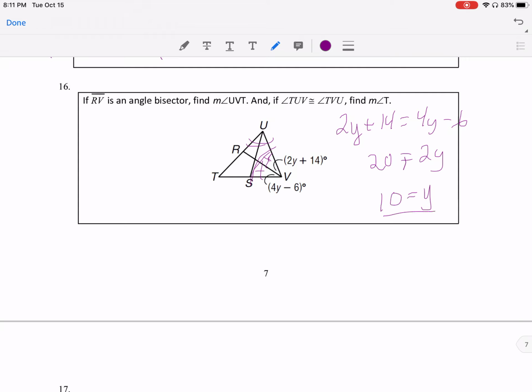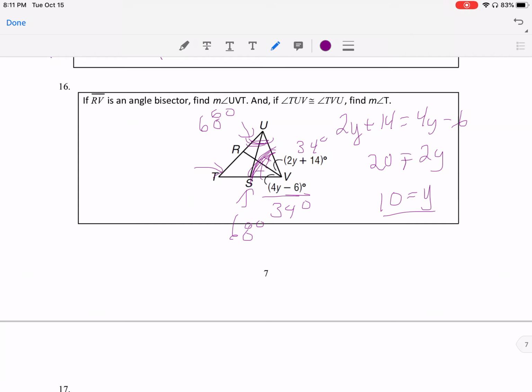Because I know y is 10, each of these angles is going to be 40. This is 40 minus 6. This is 34 degrees. This is also 34 degrees. So the whole angle right here is going to be 68 degrees. Now you're given another piece of information. You know that these two angles are congruent, so this angle right here is also 68 degrees.